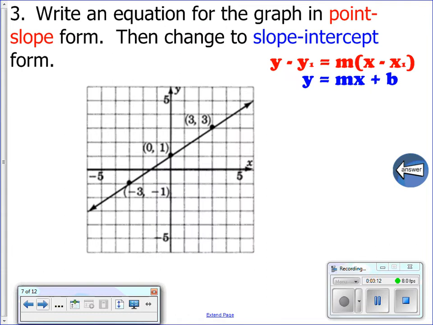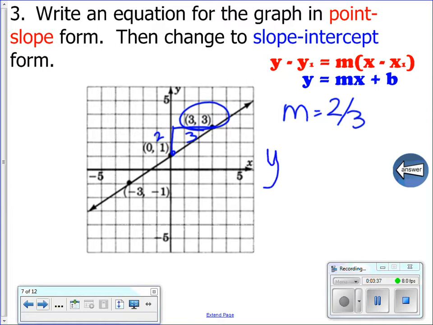This time we're given a graph, and I want to put it in point slope and then change it to slope-intercept. So my slope, if I just choose 2 points, I'm going to go up 2, right 3. So my slope is positive 2/3. I'm going to choose a point, so I might as well choose 3, 3 because it's positive and it's right there. So my equation is y minus 3 equals 2/3 times x minus 3.